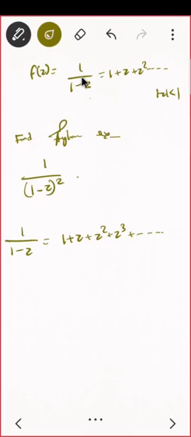So if I differentiate this, what is the derivative of 1 upon x? That is minus 1 upon x square. So I don't care about minus, I'll get 1 upon x square. So can I differentiate the whole equation? If I differentiate here, I'll be having minus 1 upon 1 minus z the whole square into the derivative of 1 minus z, that is again minus 1. And here the derivative of 1 is 0, of z is 1, so 1 plus 2z plus 3z square plus so on, correct?